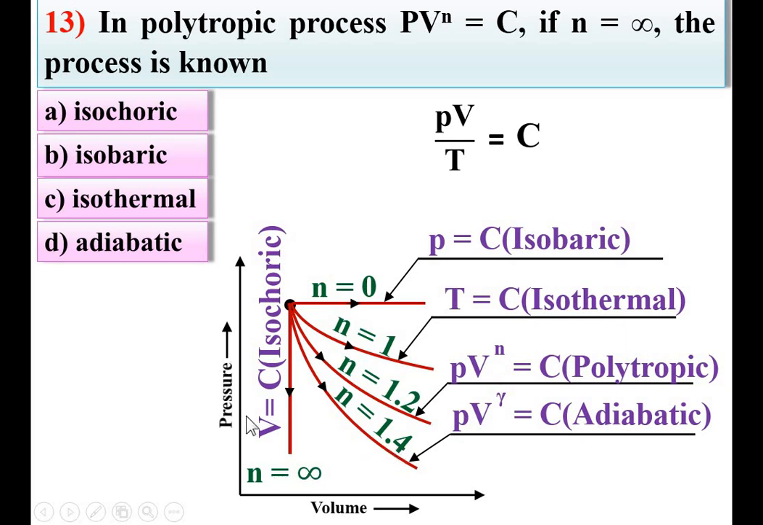So it is a very important note. You should keep in mind, try to understand, so that you are able to give the answer. So here n is equal to infinite, that means it is isochoric process. So A is the right answer.